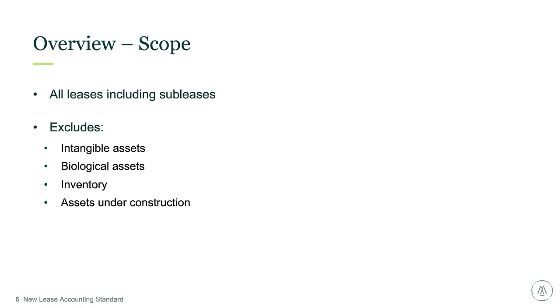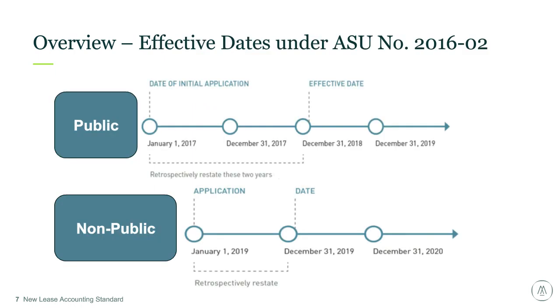It should be further demonstrated that ASC 842 does not include the following: intangible assets, biological assets, inventory, or assets under construction. Instead, these items will continue to fall under their historical areas under applicable GAAP. Next, we will go into the effective adoption dates for the standard. Findley touched on this briefly earlier, but just want to reiterate some key points here.